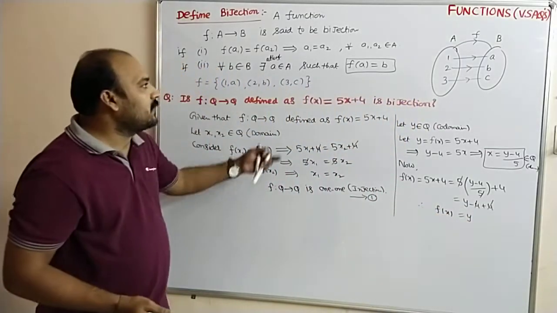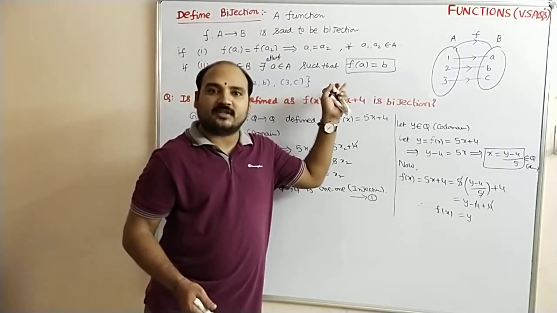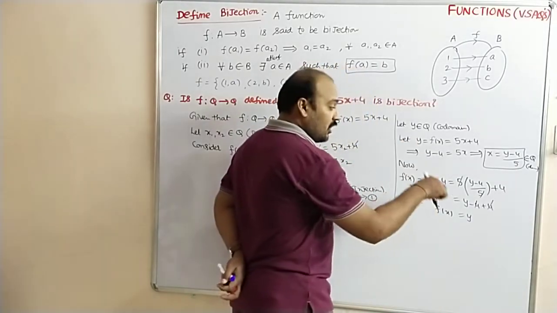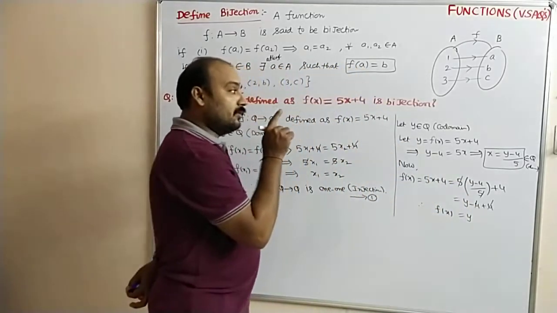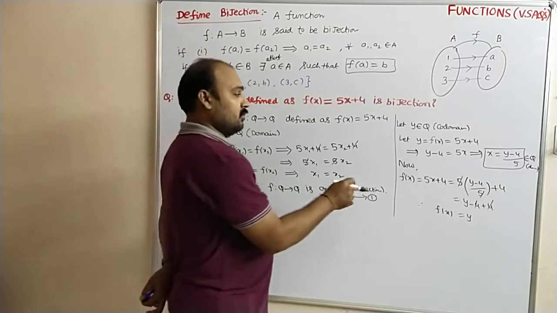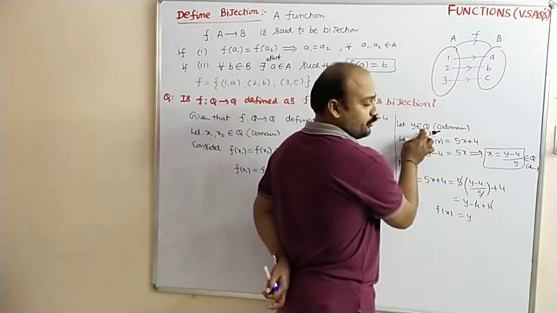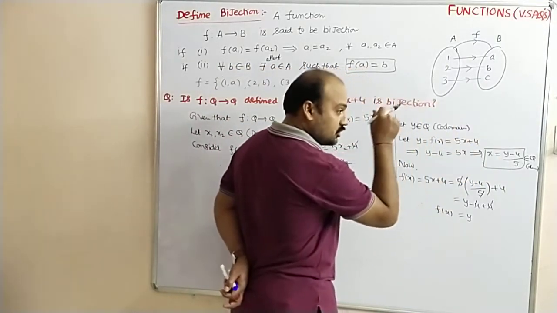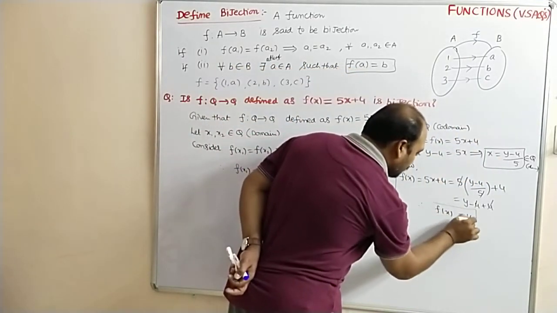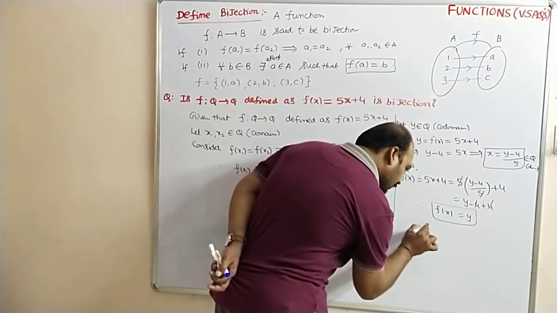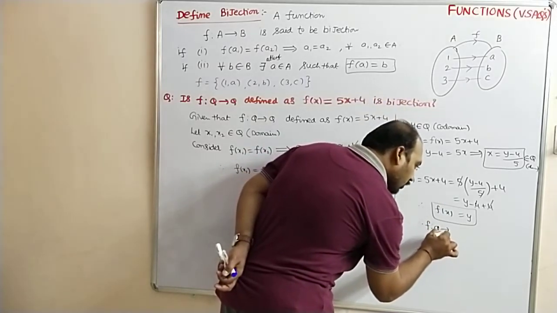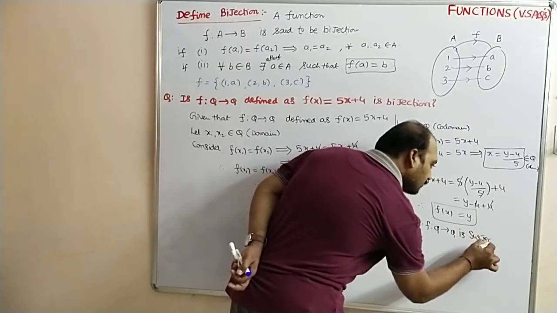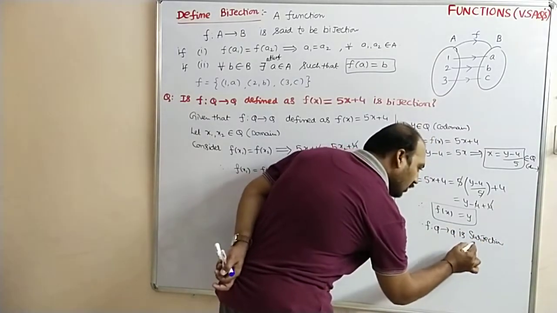f of a equal to b means what? The function is onto or surjection. f of x is equal to y. Therefore, for all y belongs to capital Q, codomain, there exists at least one small x belongs to Q, domain, such that f of x is equal to y. Therefore, f from Q to Q is surjection or onto.